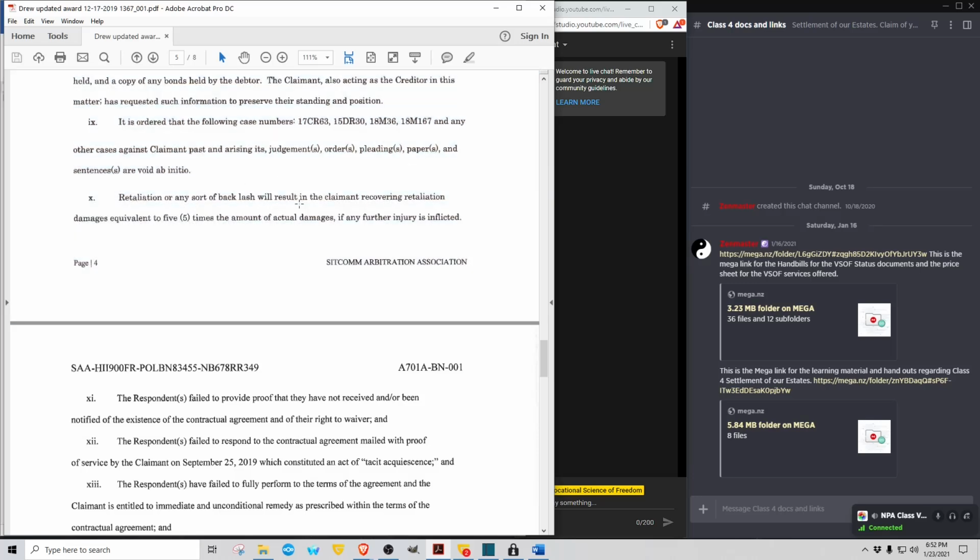Retaliation or any sort of backlash will result in the claimant recovering retaliation damages equivalent to 5 times the amount of actual damages if any further injury is inflicted.